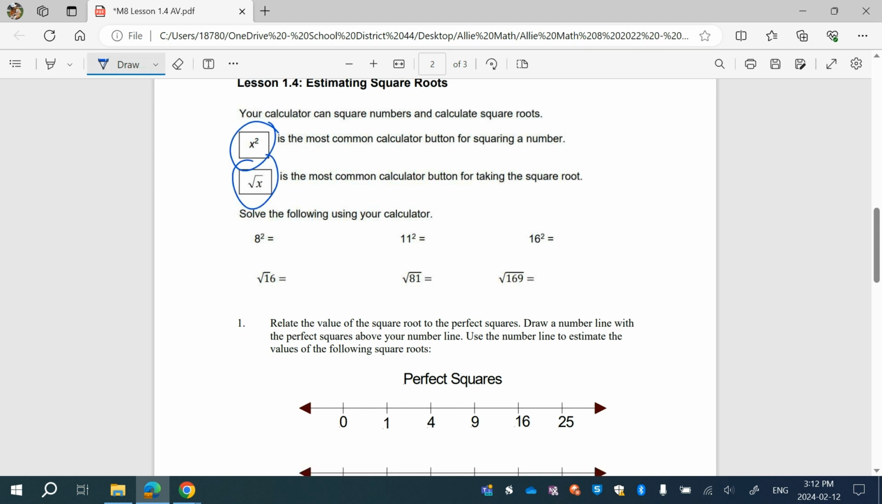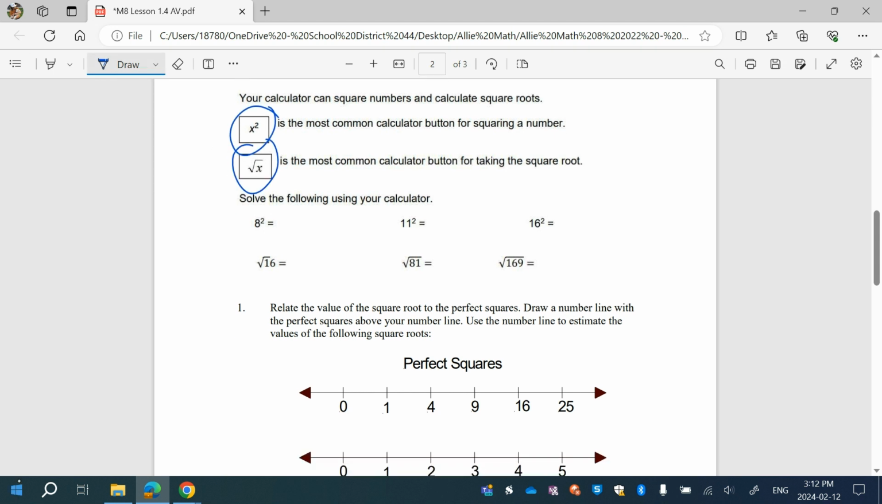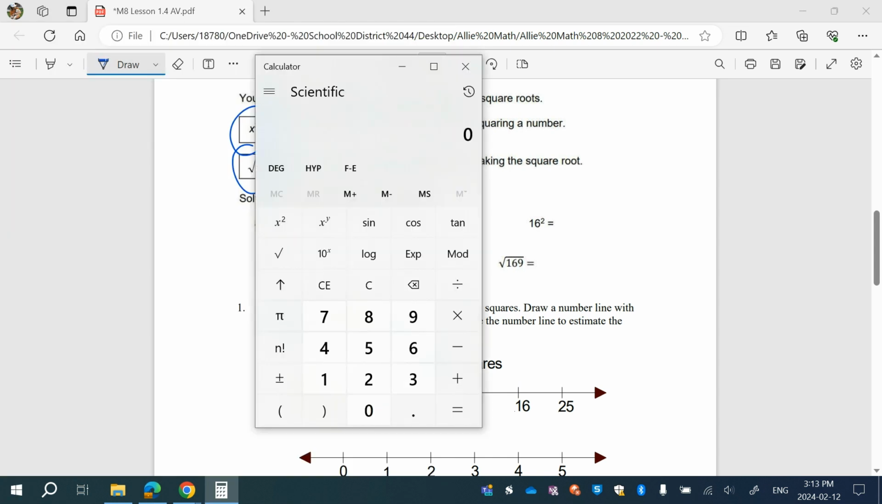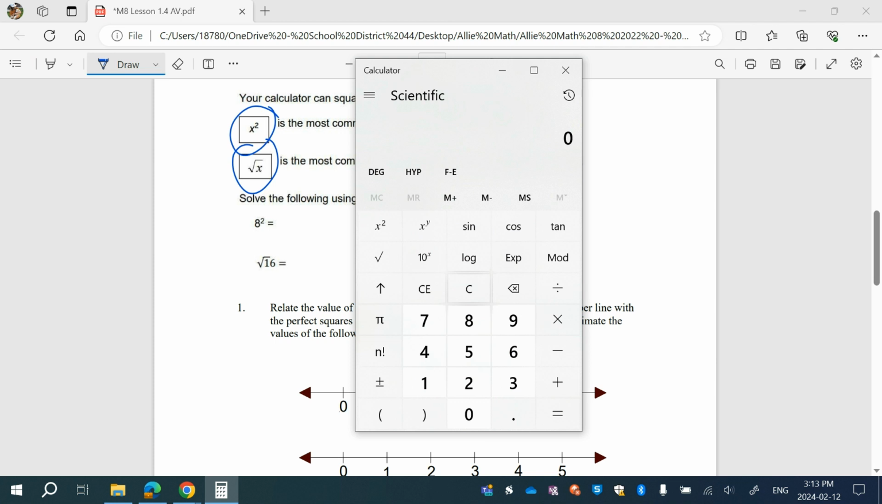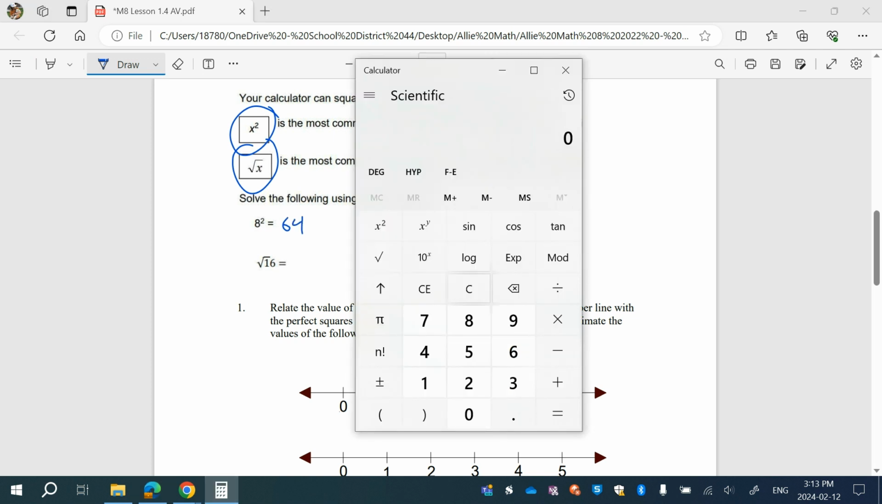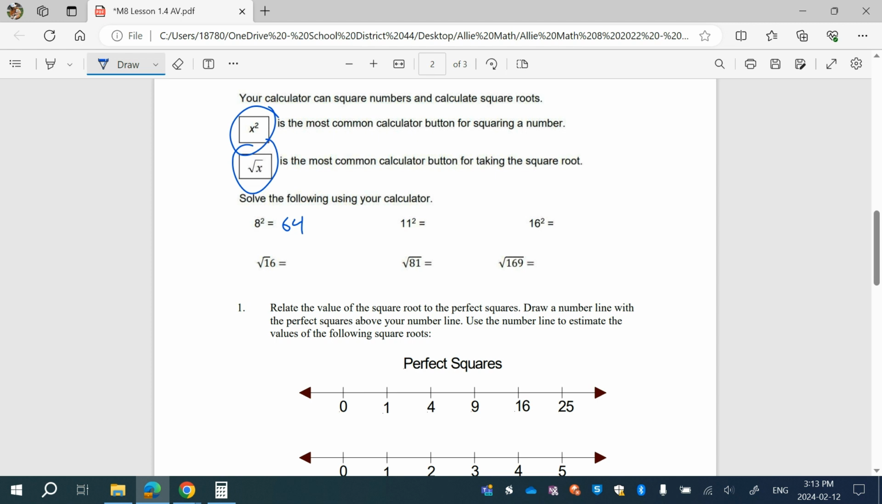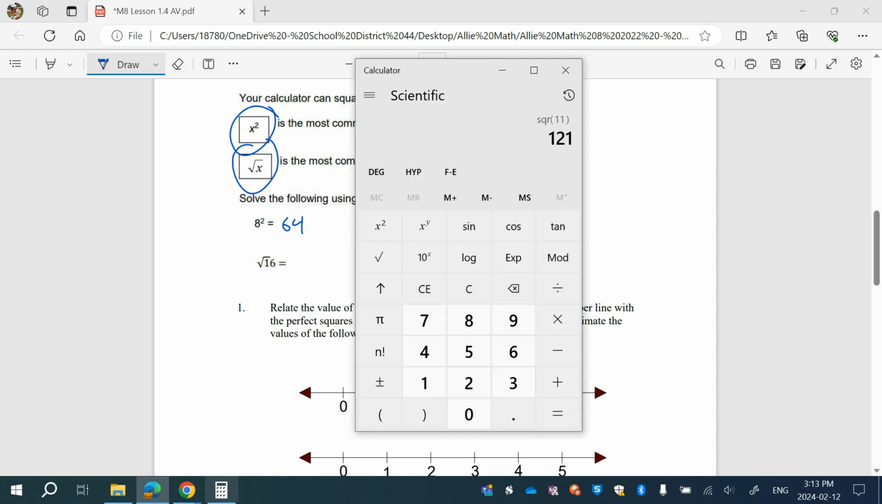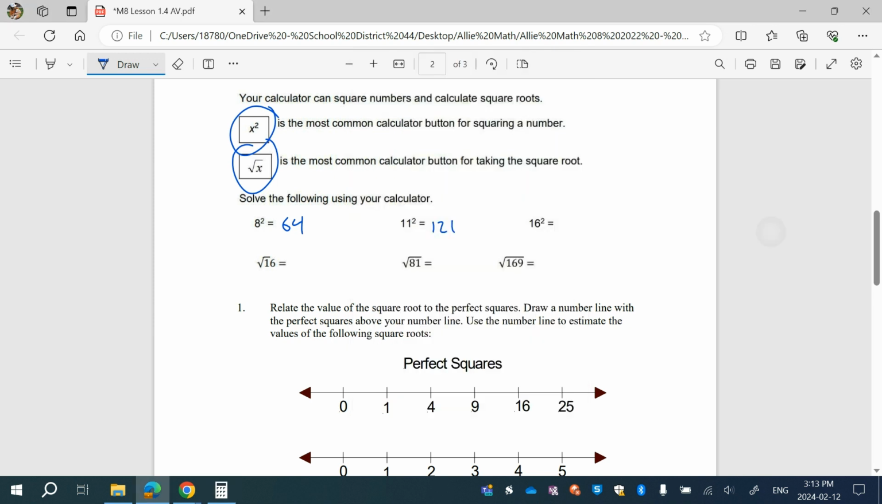So let's solve the following using your calculator. Let's do a few. I'll use my calculator here. Let me drag it over so you can see. So I'll go 8 squared, 64. Next one, 11 squared, 121. Next, 16 squared, 256.